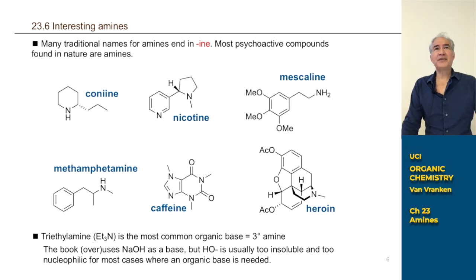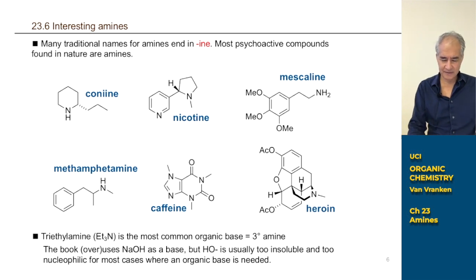There's a section in our book called Interesting Amines, and it really highlights why you ought to be interested in the stuff in this chapter. Societally, the most interesting molecules that we talk about tend to be amines, and mostly amines that come from plants, that come from nature. All of these molecules down here, with the exception of methamphetamine, are a class of natural products that you get from plants called alkaloids.